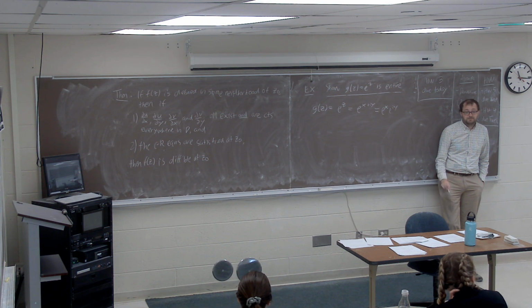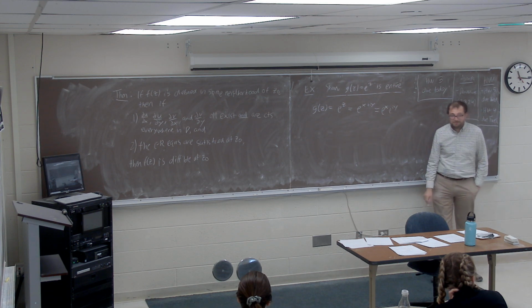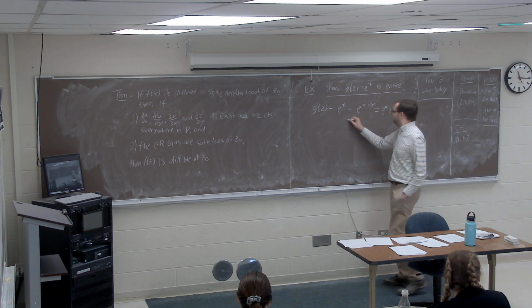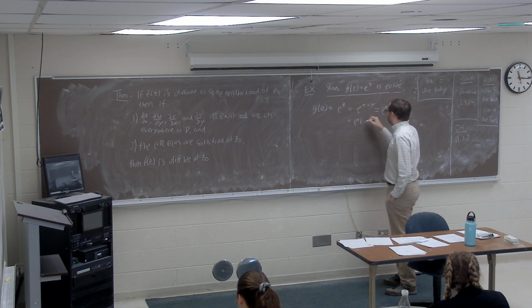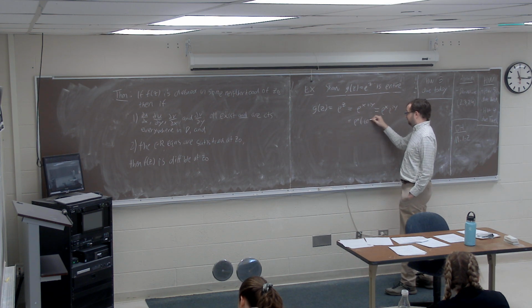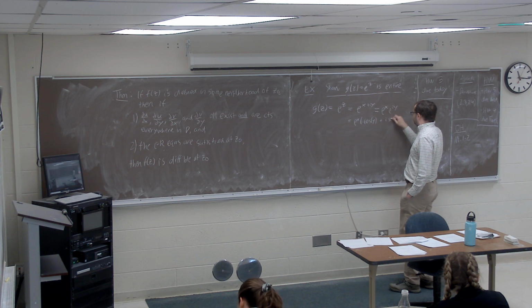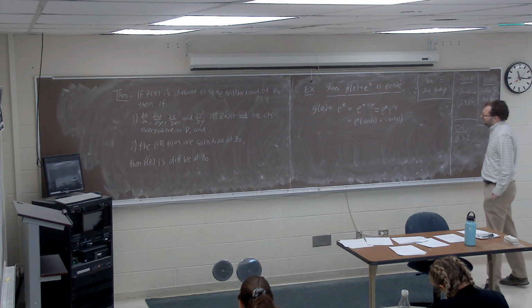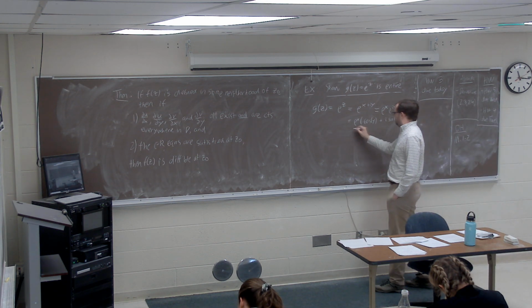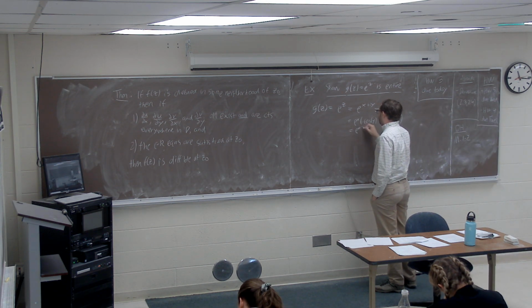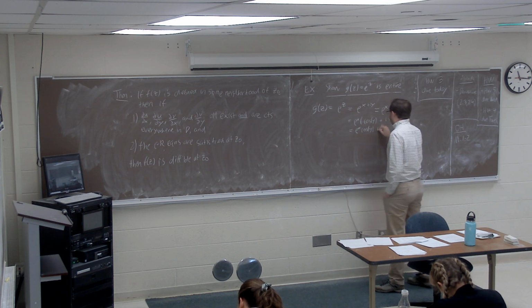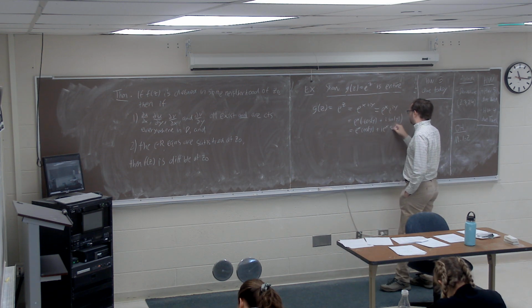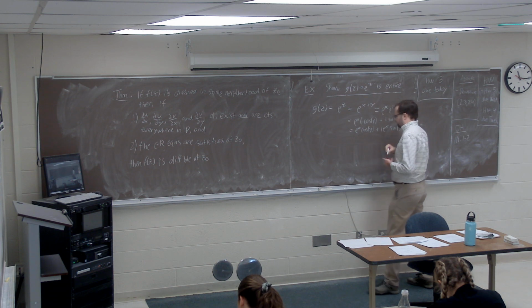So what does Euler give us? e to the x times the cosine of y plus i times the sine of y. Indeed. Which we could write as e to the x cosine of y plus i e to the x times sine of y.